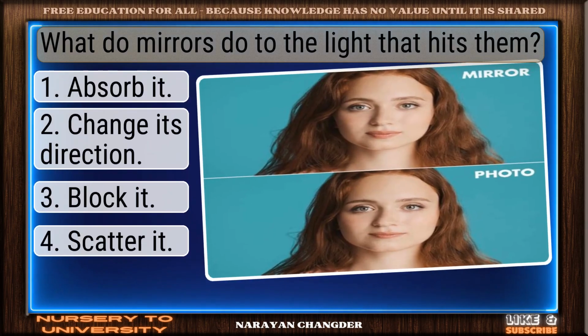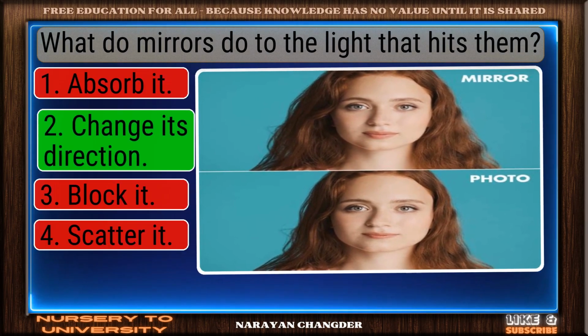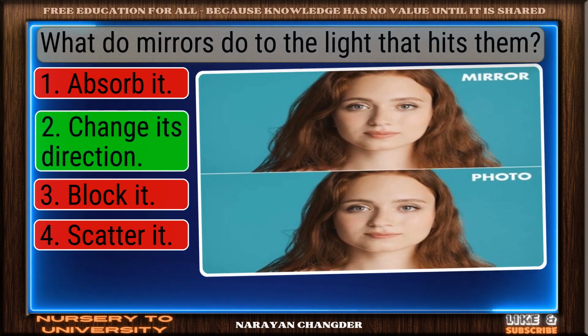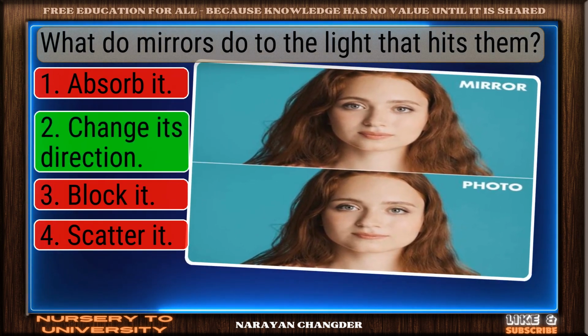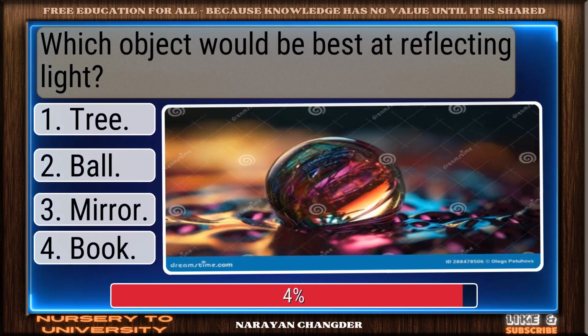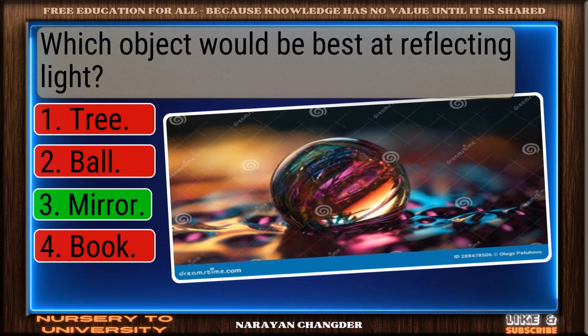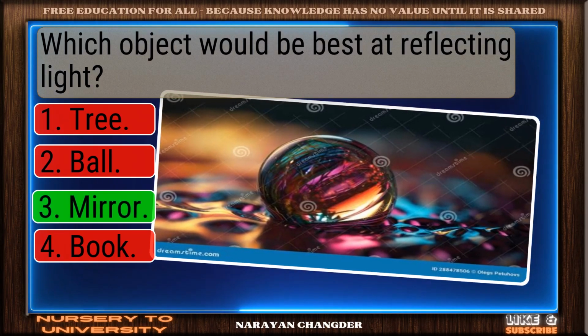What do mirrors do to the light that hits them? You chose change its direction, and it is correct. Which object would be best at reflecting light? Perfect. Mirror is the correct choice.